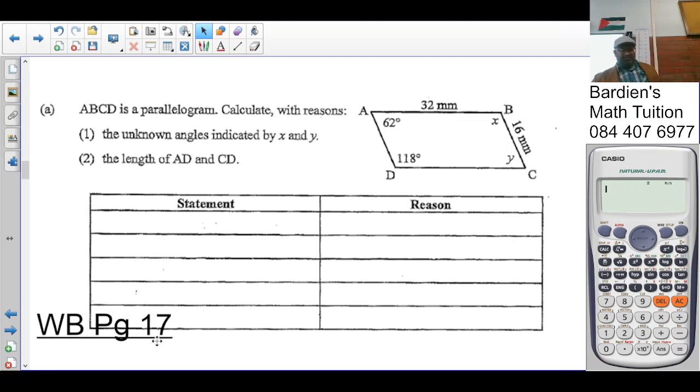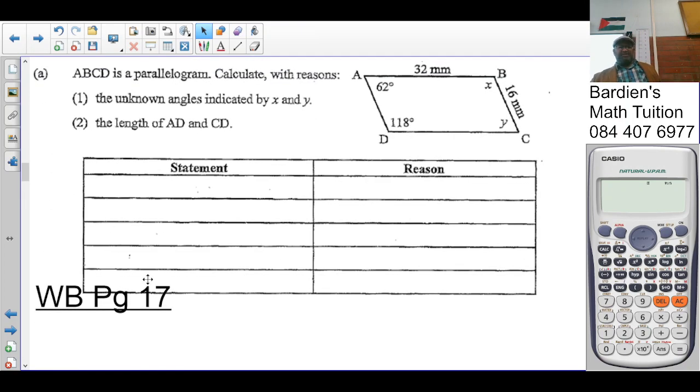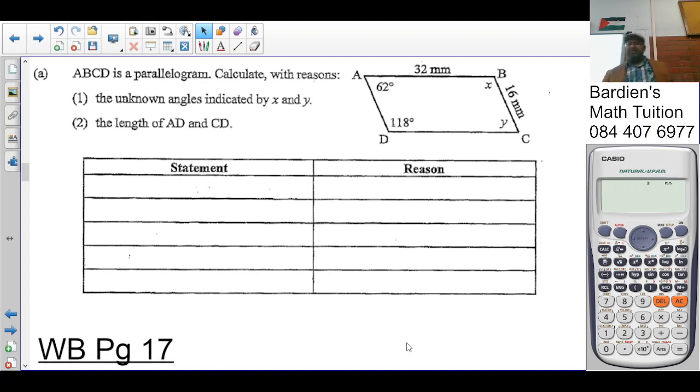We are told, girls, please settle down. We are told that ABCD is a parallelogram. If that's a parallelogram, what comes to mind? Three properties at this point. What are the three properties? Two pairs of opposite angles equal. Two pairs of opposite sides equal. Two pairs of opposite sides parallel. So those are the three properties that come to mind when they tell you that.